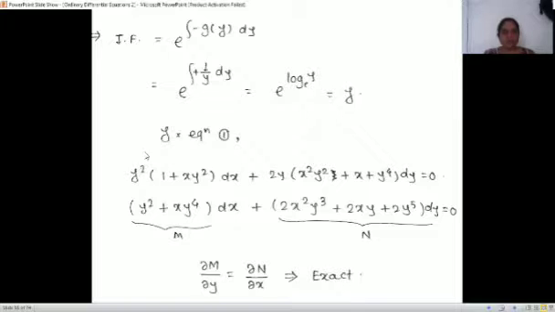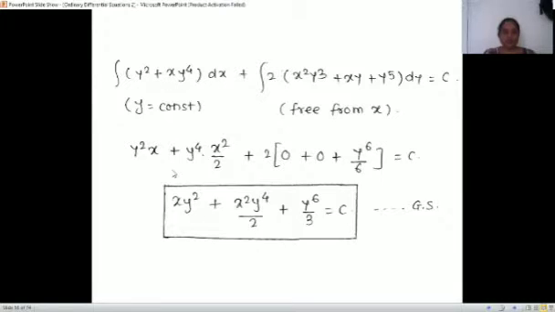So multiplying the given equation by that integrating factor, this is the equation, which is now exact. After multiplying by the integrating factor, it becomes exact. Therefore, now integrating with y constant, and for the second, terms free from x, we get y²x + y⁴x²/2, and the terms with x cancel, and only y⁶/6 outside, equal to some constant of integration, and this is the answer.